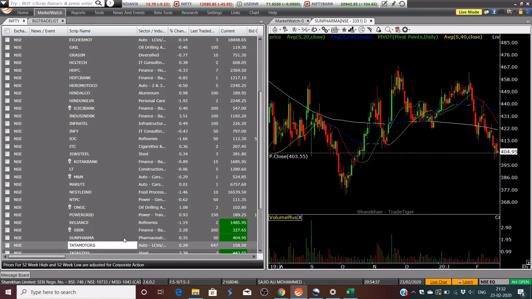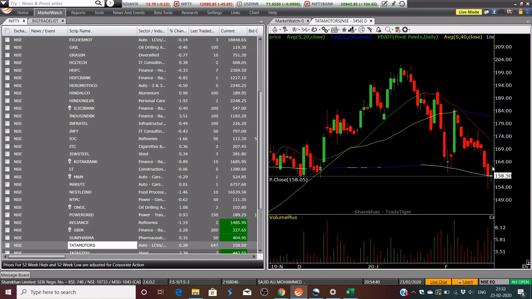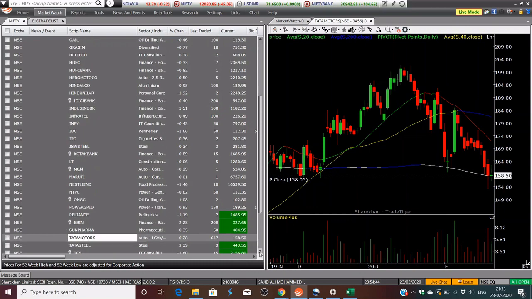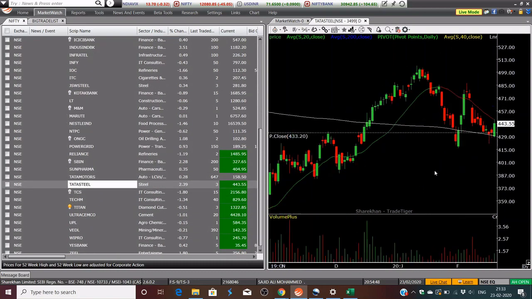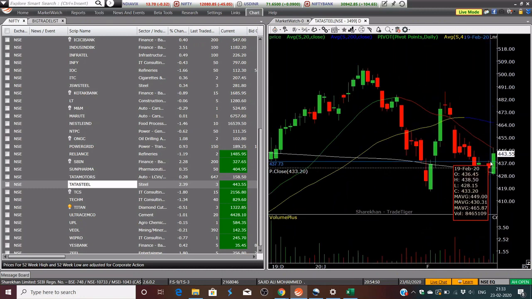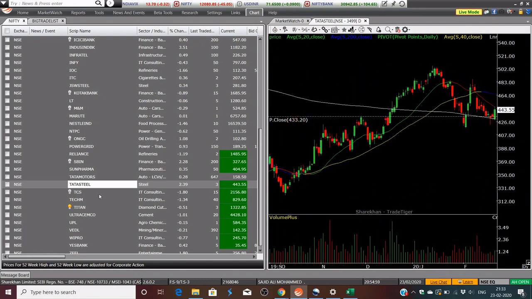Sun Pharma. Tata Motors is in a sideways range. Anything above this can be a good buy. Tata Steel is also giving a buy entry. So this is a good buy. So IndusInd Bank, SBI and Tata Steel can be good buys. Note these three stocks, guys.